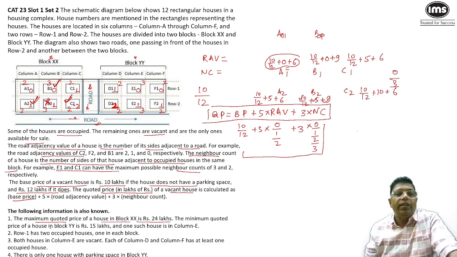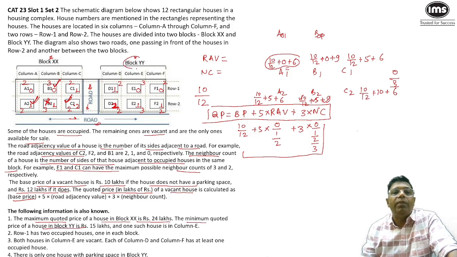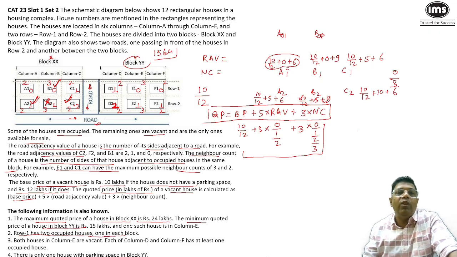And then it further says the minimum quoted price of a house in block YY. Now similarly we have to do it for block YY, that minimum quoted price 15 lakh. We'll try to do it. And it says row 1 has 1 occupied house, 1 in each block. Now that's an interesting point. So in XX block we have 1 occupied house in row 1. And that is already we know B1 is occupied. So in that case these 2 houses will be vacant.